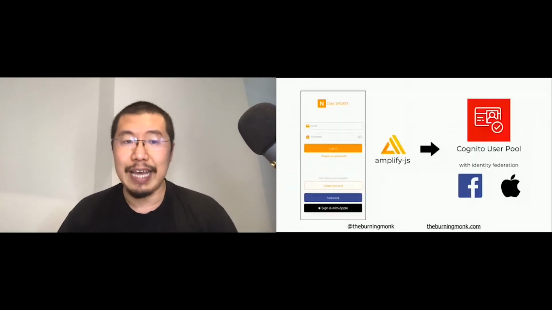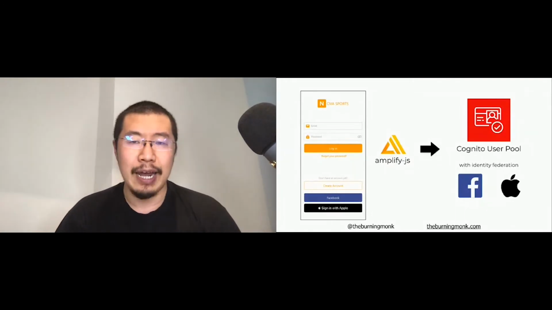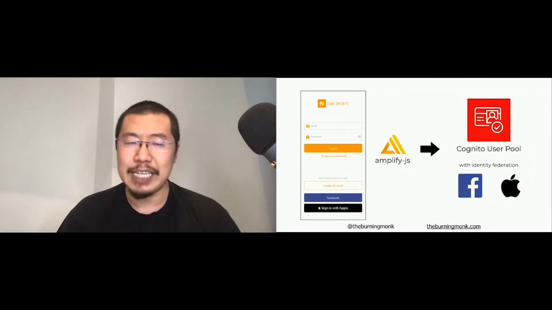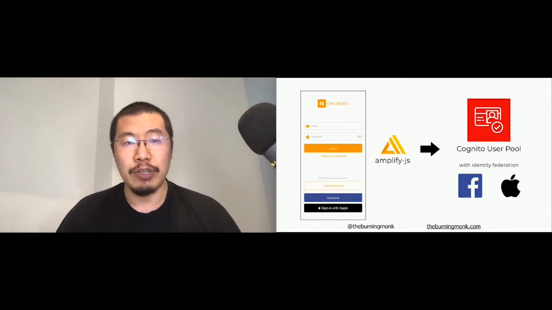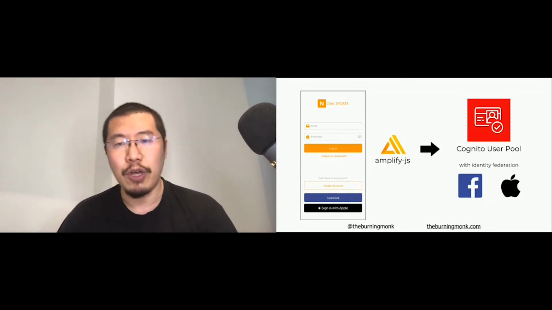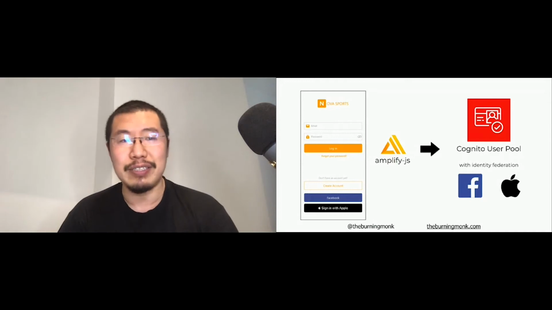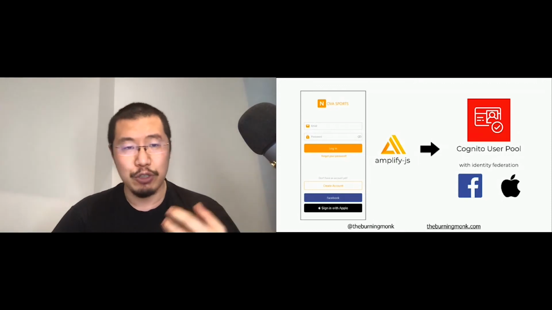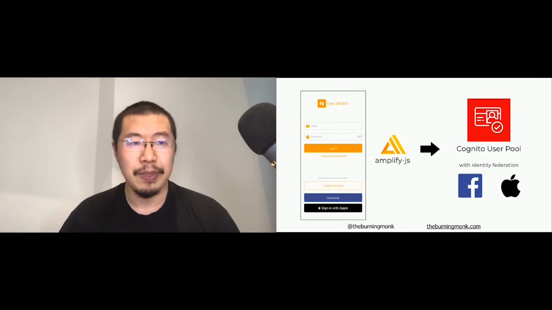So in terms of authentication, as I mentioned earlier, we use a Cognito user pool, and I set up identity federation so users can sign in using Facebook and Apple as well. And on the client side, we use the Amplify.js library to integrate with Cognito, which really makes things quite simple as far as authentication logic is concerned. It does all of these things for you, including refreshing your tokens when they expire.